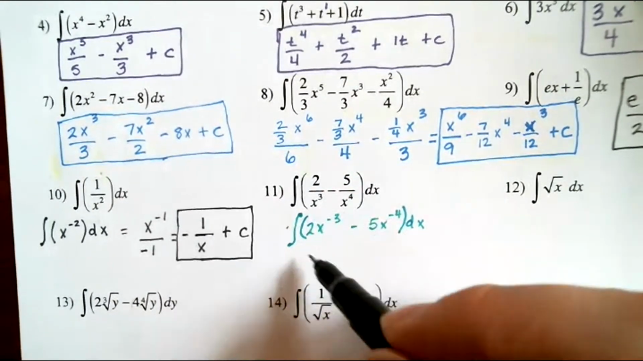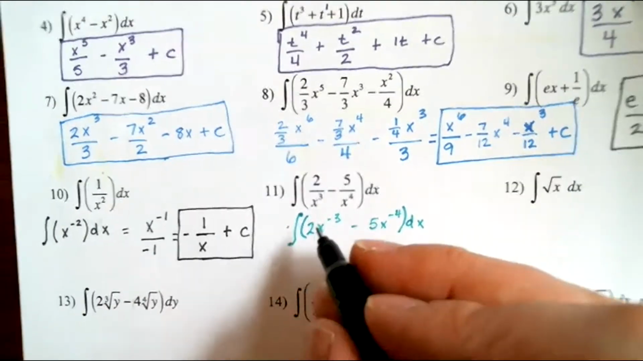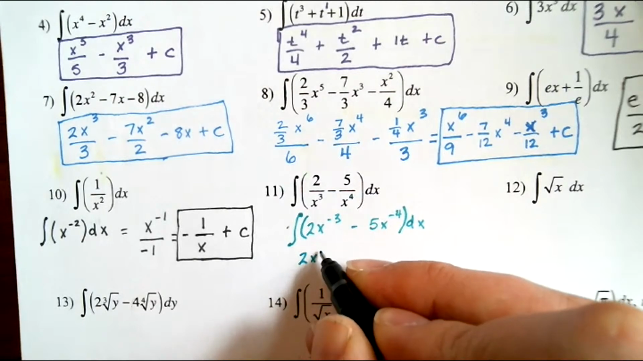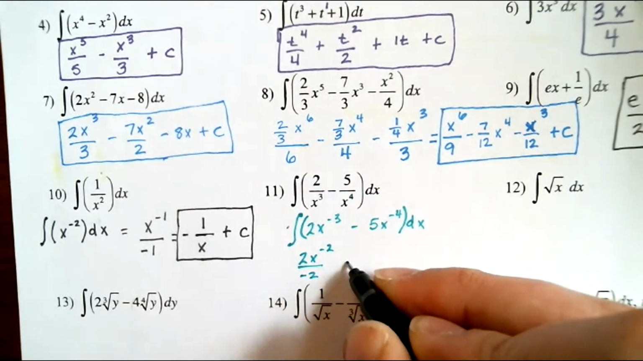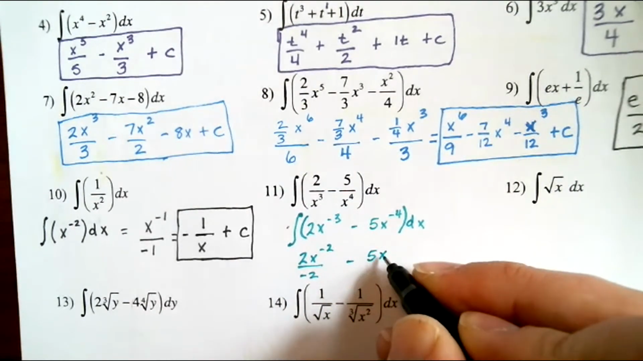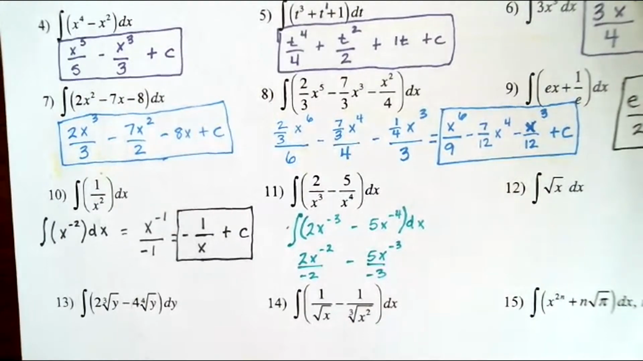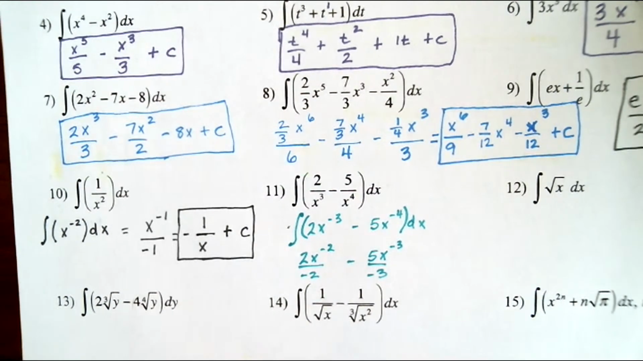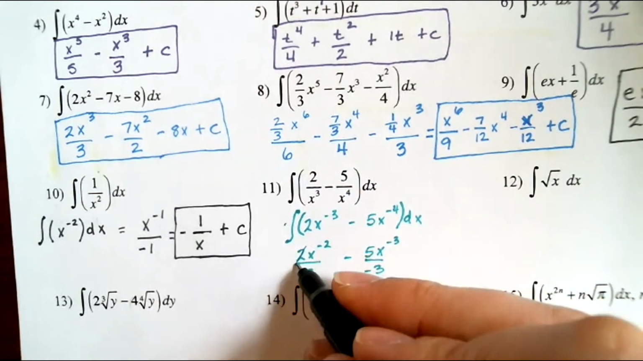So then from there, take the antiderivative of that. The 2 is a constant, so it just chills out there. 2x to the negative 2 over negative 2, minus 5's chilling, x to the negative third all over negative 3. We can kind of clean those up just a little bit. The 2's cancel.